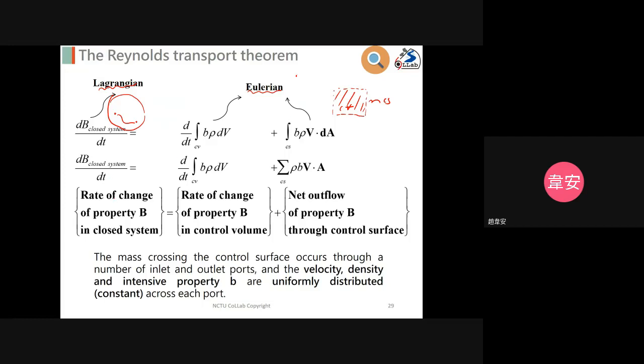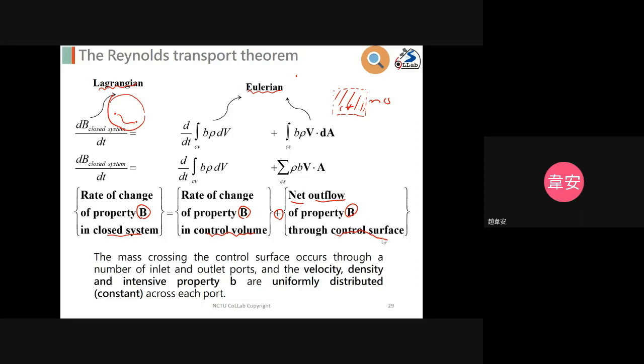So the idea is the rate of change of the property B in the closed system is equal to the rate of change of the property B in the control volume, plus the net outflow of the property B through the control surface.